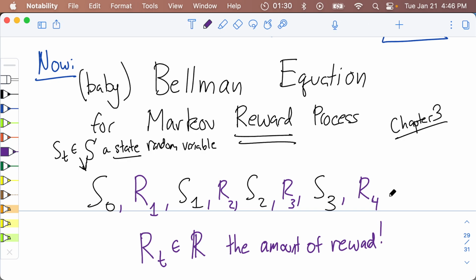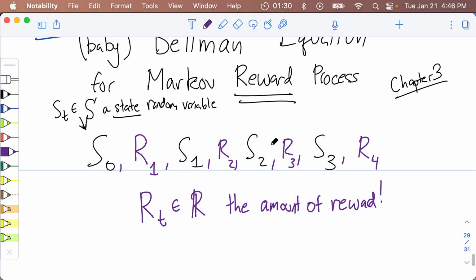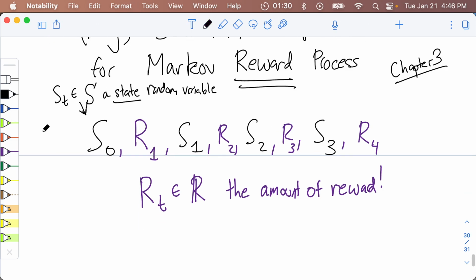The R1 is the reward you get leaving state 0 and going into state 1. And I will give you a perfectly good example of these things. The example we started the class with is an example of these. So, example: in the heads Markov chain that we started the class with.